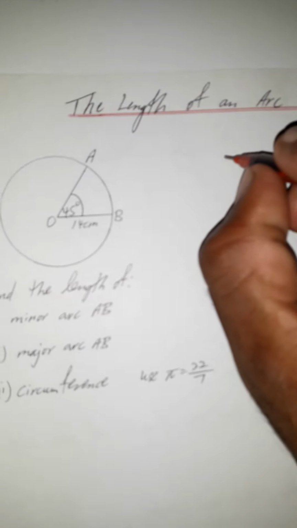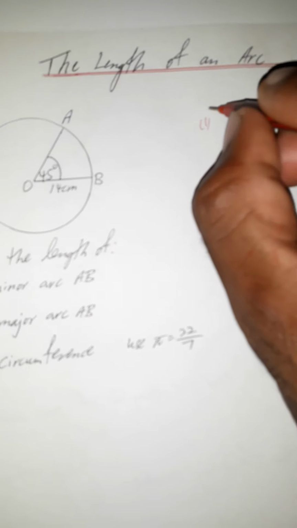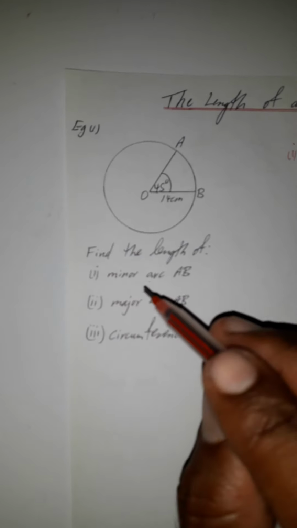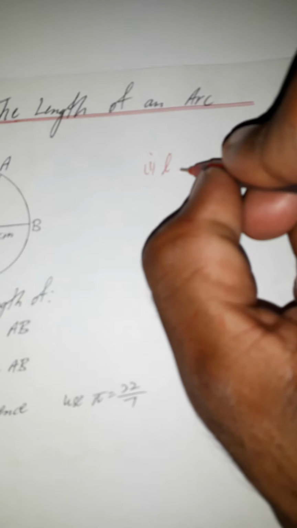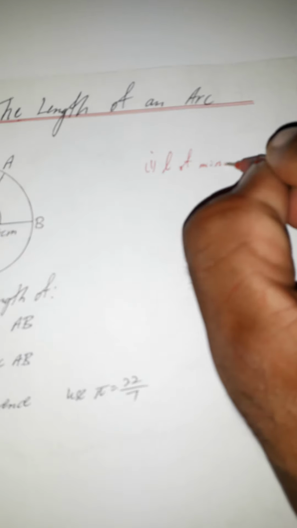So here's our first example. Let us go with number 1. We'll need our calculator to help us. So find the length of minor arc AB. So we want to find the length of minor arc AB. Okay, so the first thing I'll do is write the formula. So it will be theta over 360 times 2 pi r.